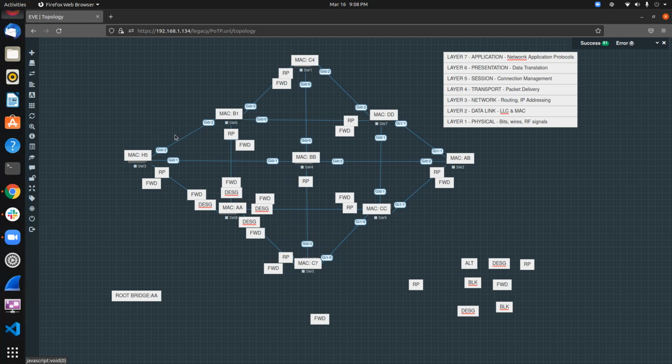Okay, cool. So with that being said, what does that mean for this link? Who's going to be forwarding traffic and who's going to be blocking traffic? That means that Mac H5 then will be blocking traffic on the link between switch 3 and switch 6.